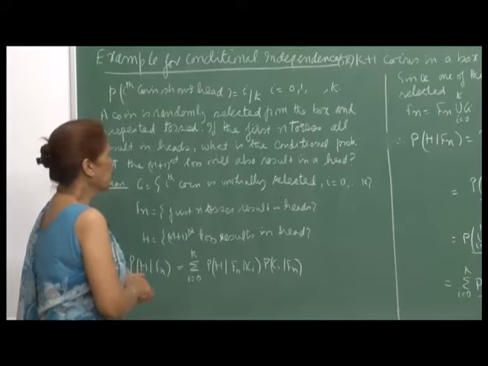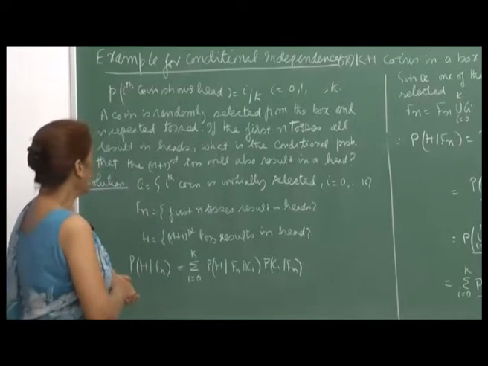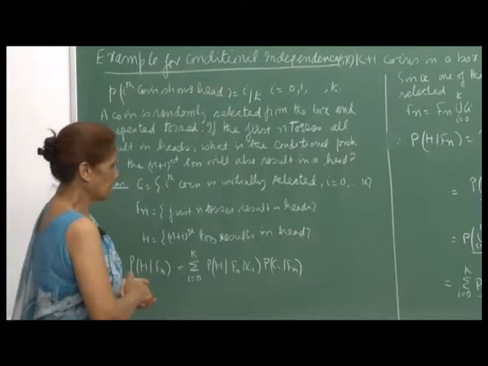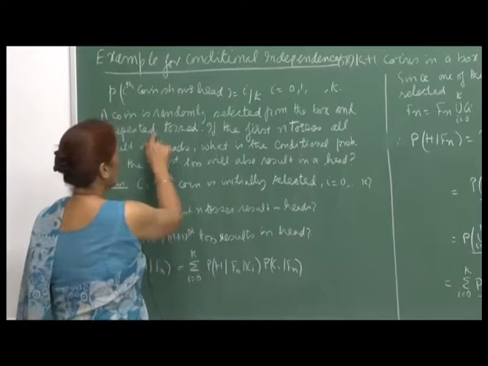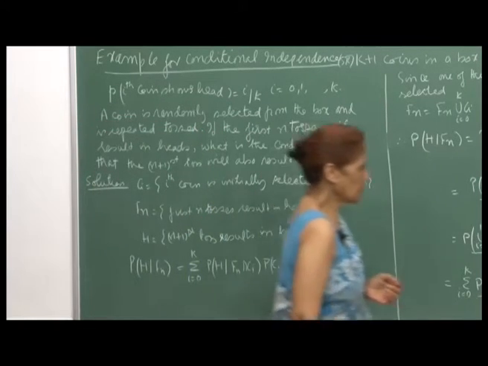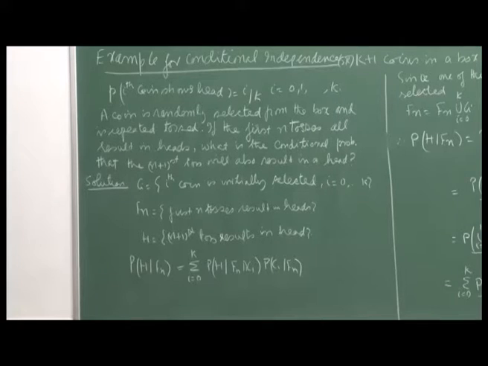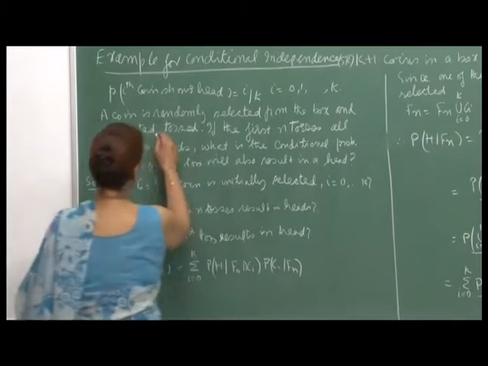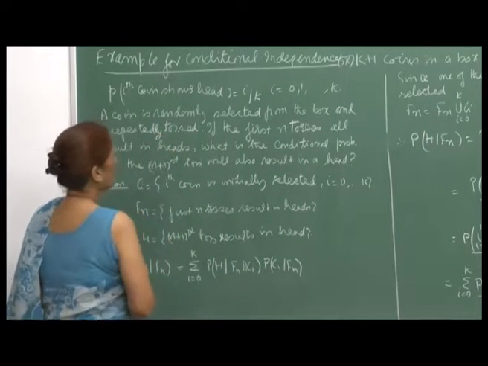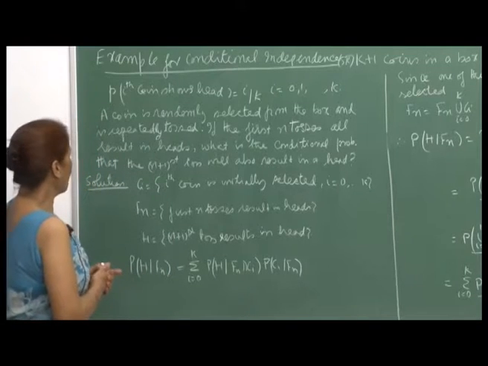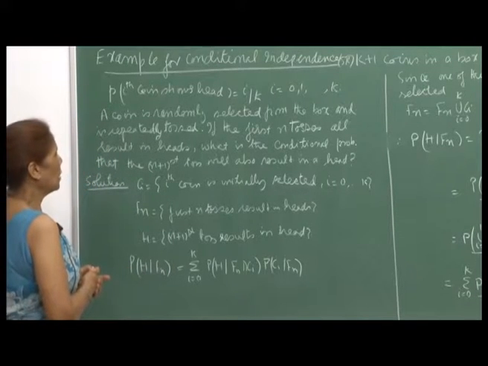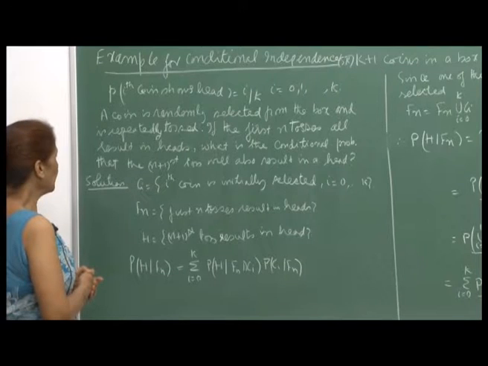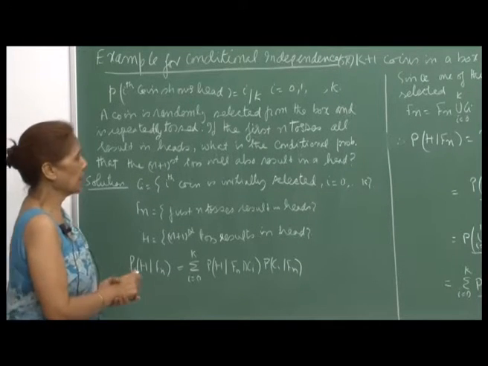Now, a coin is randomly selected from the box and is repeatedly tossed. Let me just make the correction here: it is repeatedly tossed. If the first n tosses all result in heads, what is the conditional probability that the n plus first toss will also result in a head?